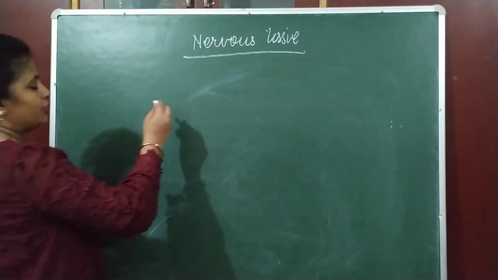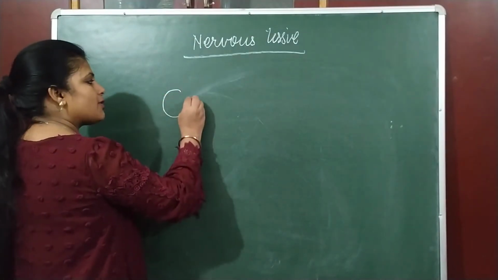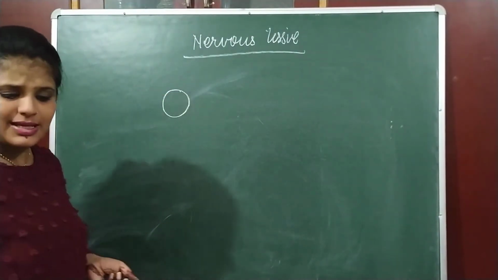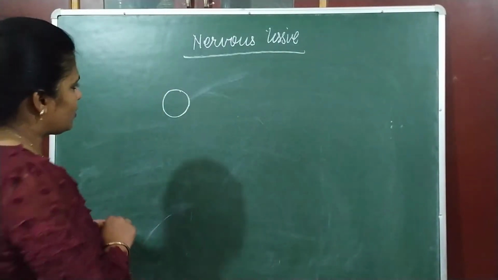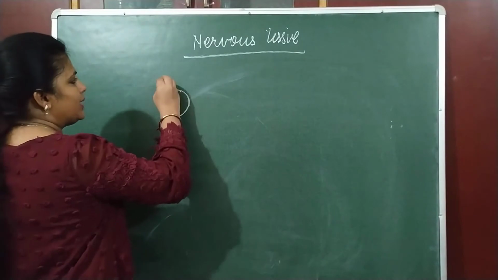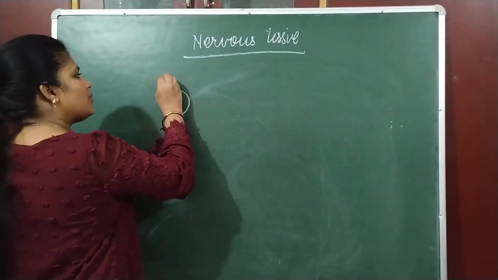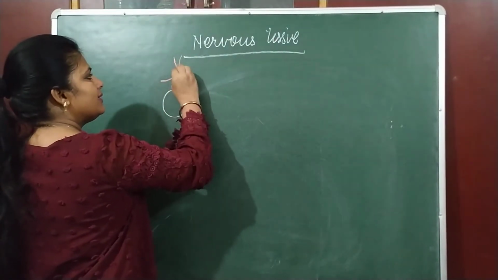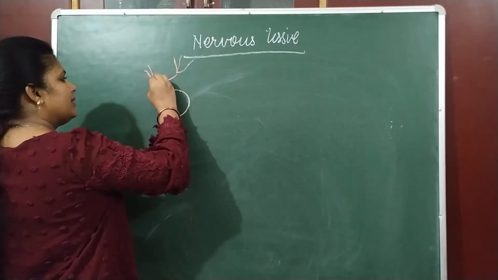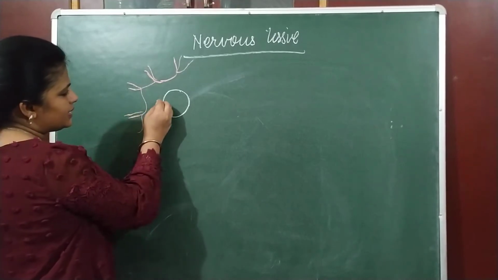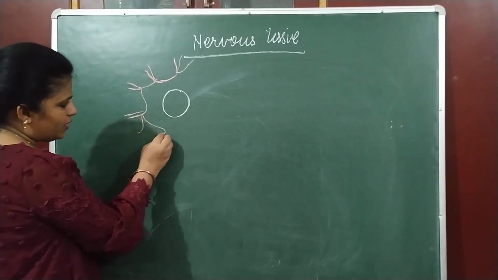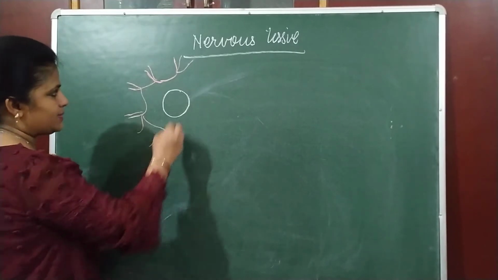Now we have to discuss the structure of nervous tissue. Nervous tissue is made up of neurons, and a neuron mainly consists of two parts, cyton and axon. Cyton is the central part. This is the nucleus, and the nucleus is surrounded by the dendrons. This is the cytoplasm, and the dendron is an extension of the cytoplasm.